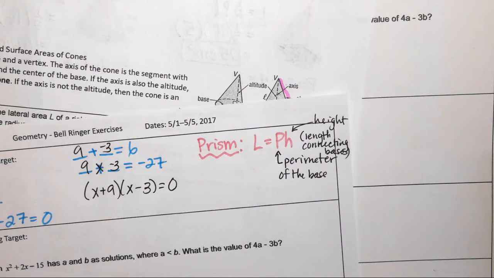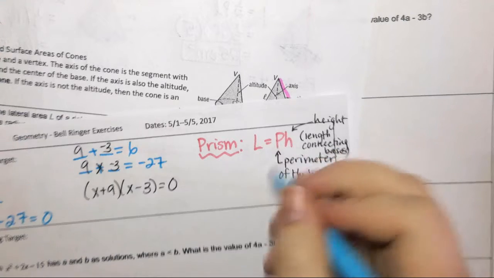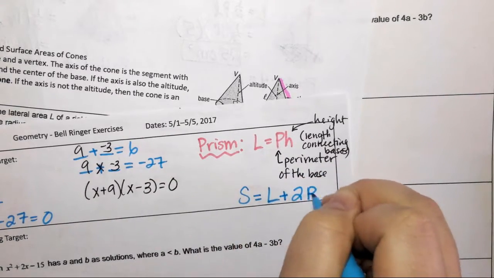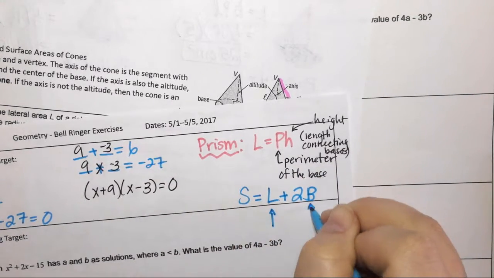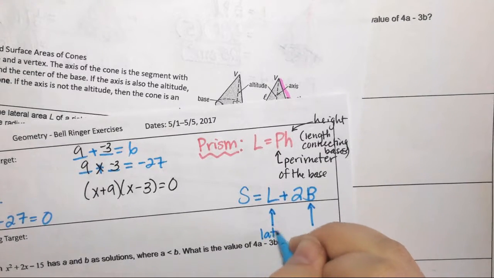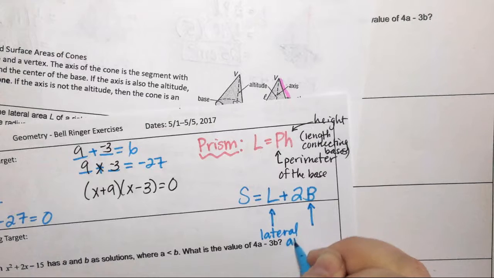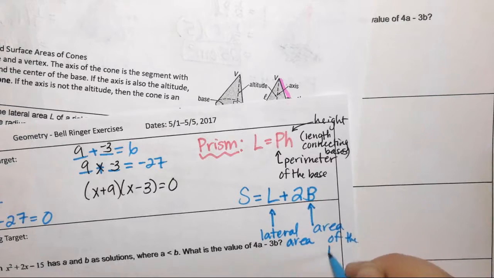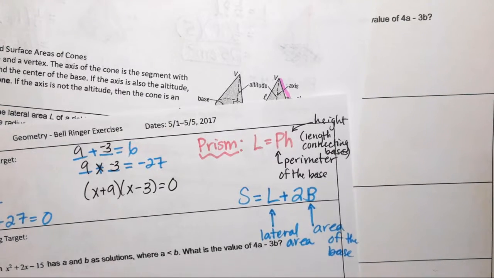Okay, and then our second formula, I will take it and hold it and keep it. I would put it away. Our second formula is L plus 2B. What is the L and what is the B? The lateral area. And the B is... Perfect. The area of the base.